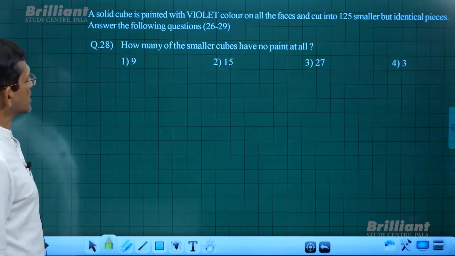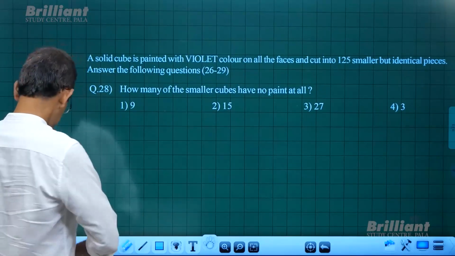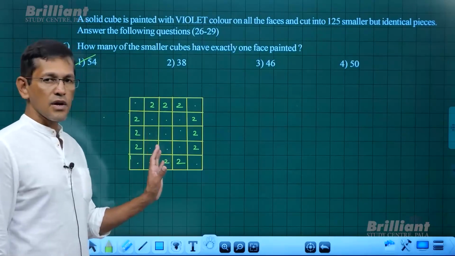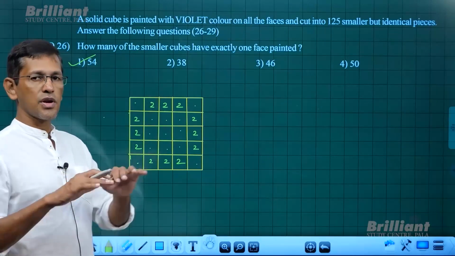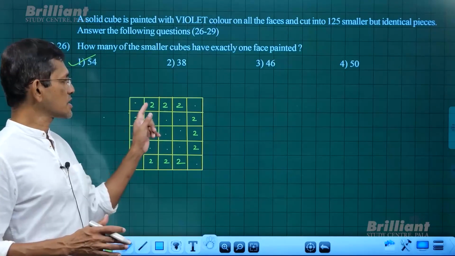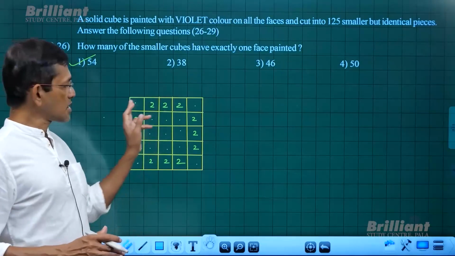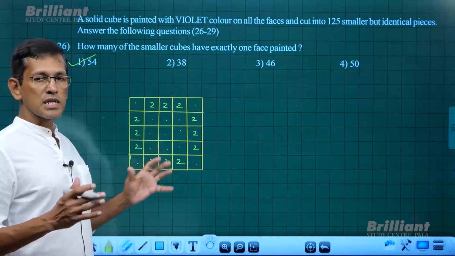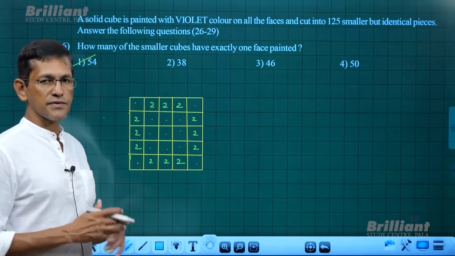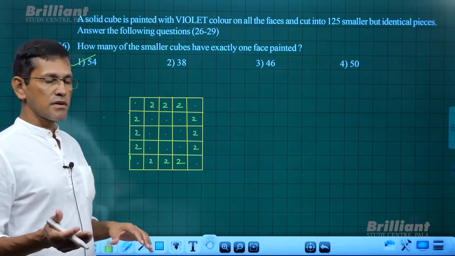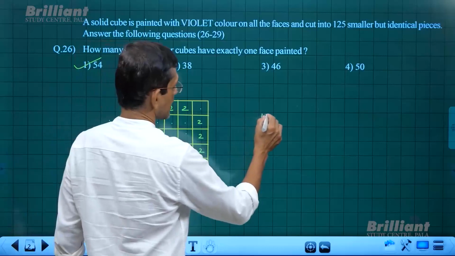Next, what we have is question number 28. How many of the smaller cubes have no paint at all? This is the cube we have. All the outer sides are painted. However, on the inner side there is no paint. So how many such cubes are on the inner side? This is a 5 into 5 into 5 cube. That means it's 125 total smaller cubes, right? Lengthwise it's 5, breadthwise it's 5, and depth or height is 5 as well. So 5 into 5 into 5 is 125.